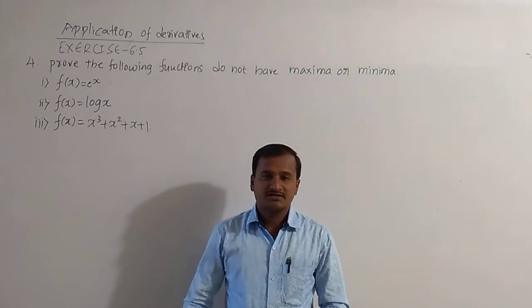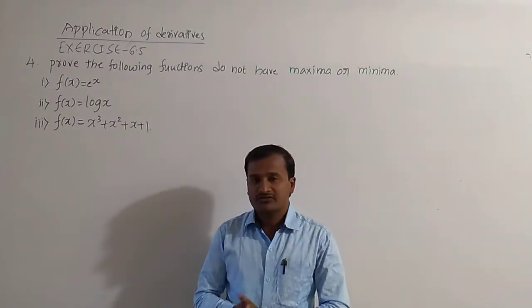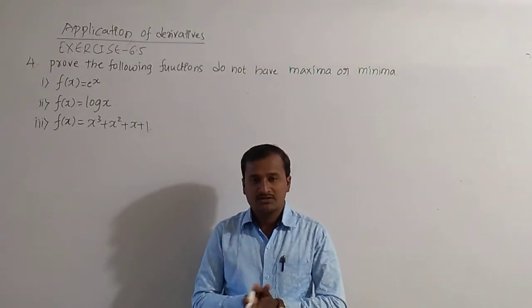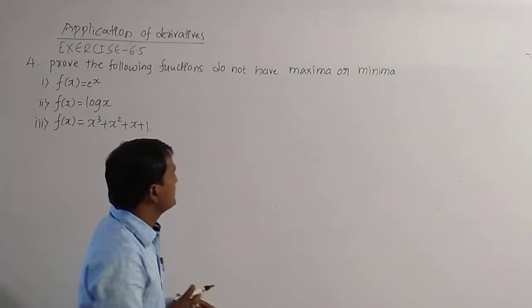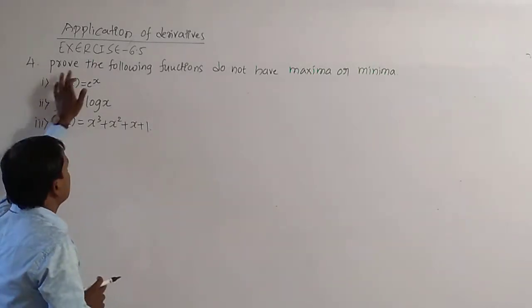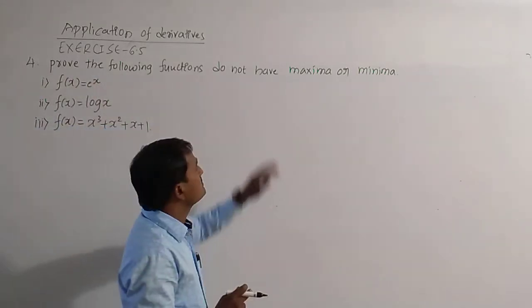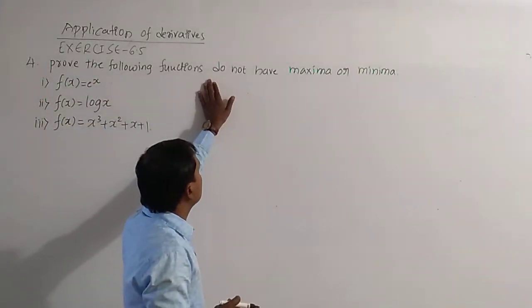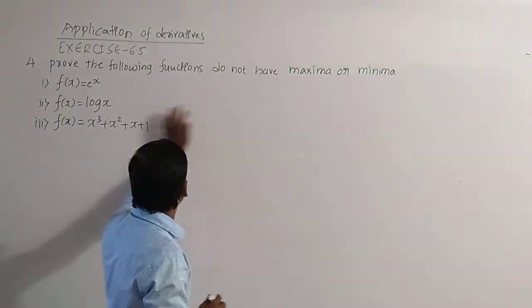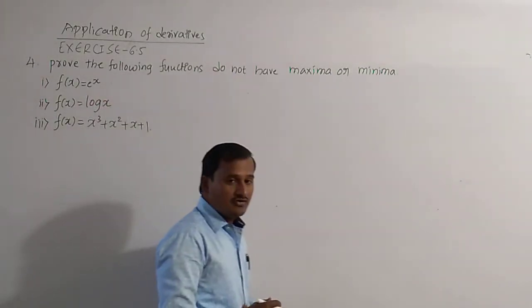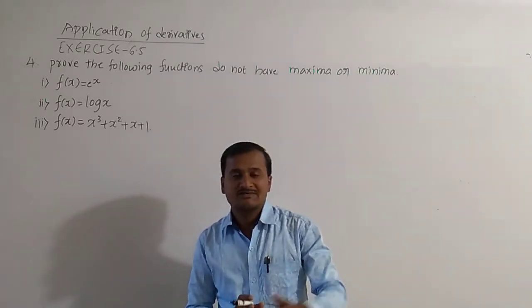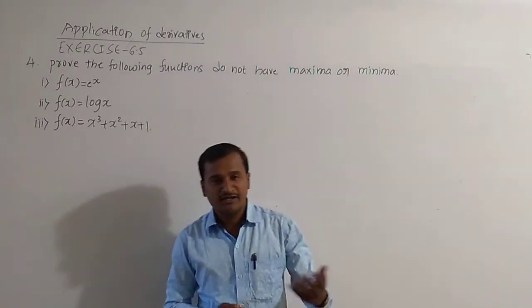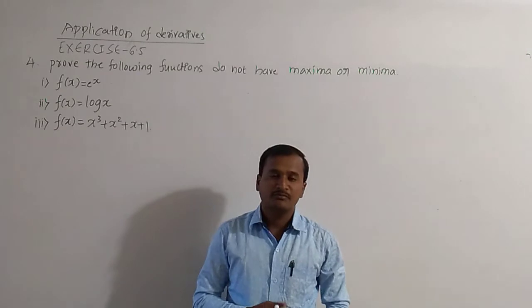In our previous class, we were discussing exercise 6.5. So in this class, let us discuss the remaining questions. In the fourth question, prove the following functions do not have maxima or minima. For these functions, we have to prove they do not have any maxima or minima.